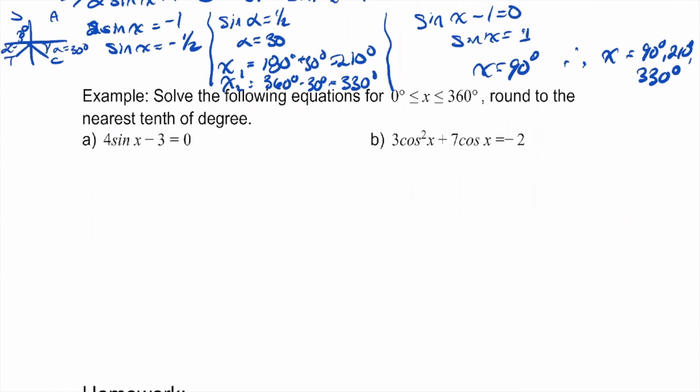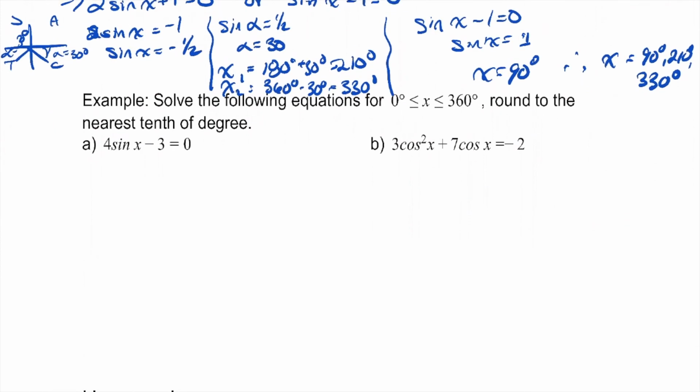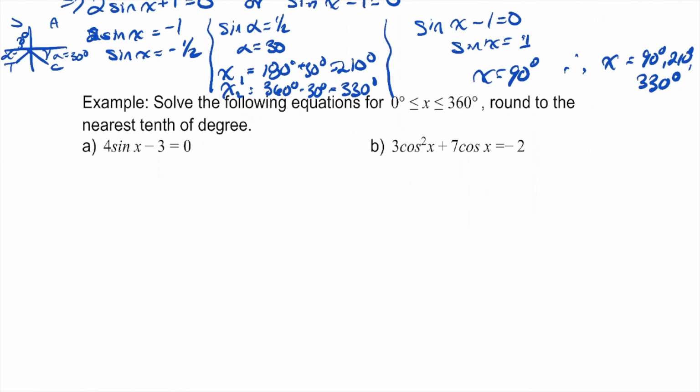Our next question, for A, actually does not require any factoring. We just have 4 sine of x minus 3 is equal to 0. The only reason this one is done later on is because it's almost like our example up top, where it's not going to be an exact ratio. So let's work this out.